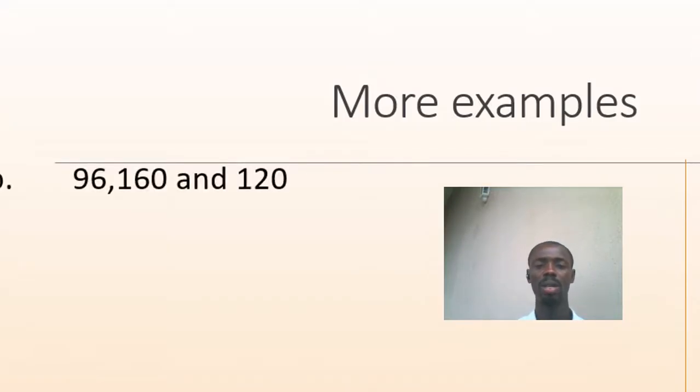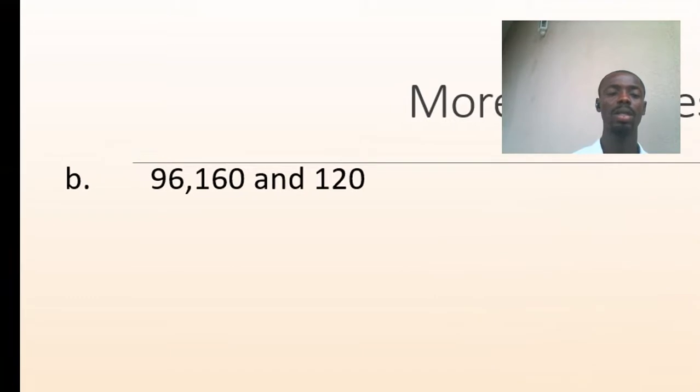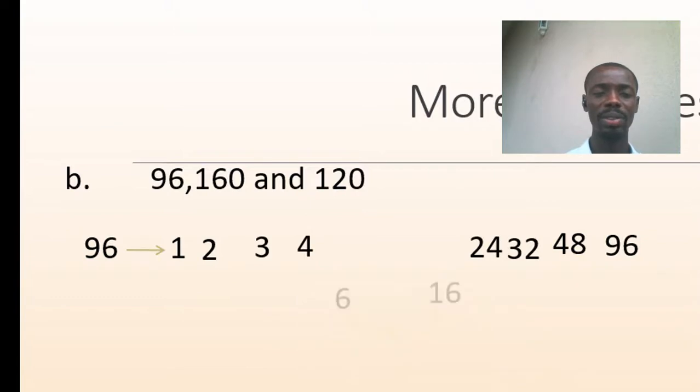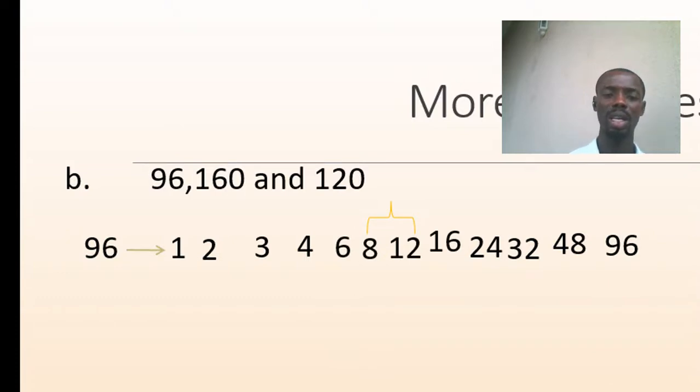Now, let's consider more examples. Okay, here I'm considering 96, 160, and 120. So for 96, I'm having 1 and 96. I'm having 2 and 48. I'm having 3 and 32. And I'm having 4 and 24. I'm having 6 and 16. I'm having 8 and 12. So, as these numbers are coming out in pairs, when you multiply them, you're definitely going to get 96. Okay, that's the last pair, I think.